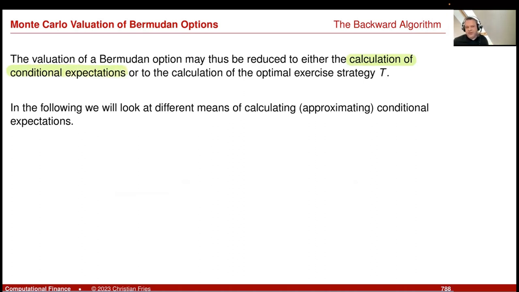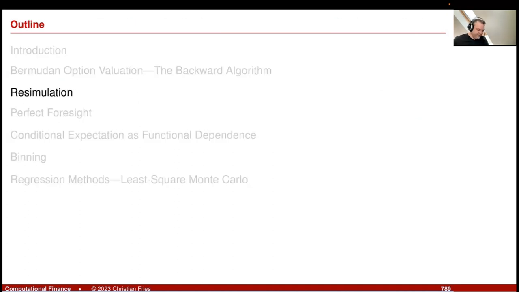And we will now need to study approximation methods approximating the conditional expectation operator. Maybe I discuss two simple methods, the resimulation and the foresight bias. Both of these methods do not work, but maybe they give you a little bit of intuition. And then we will discuss in the next session the methods that really work.